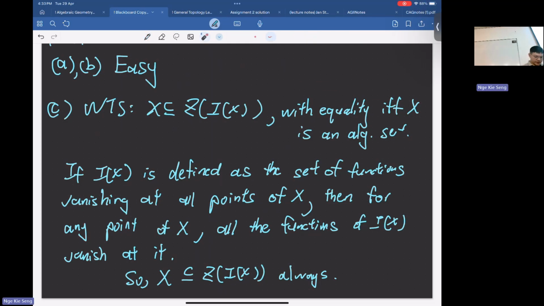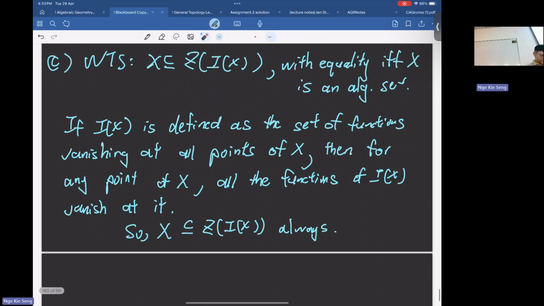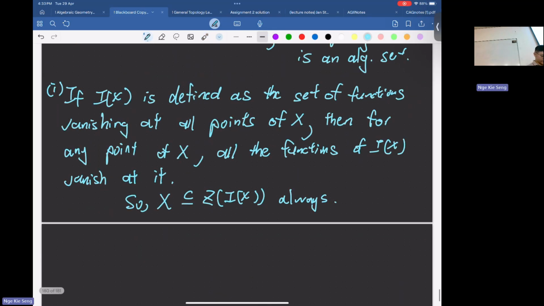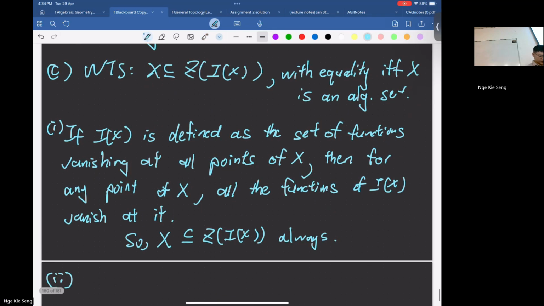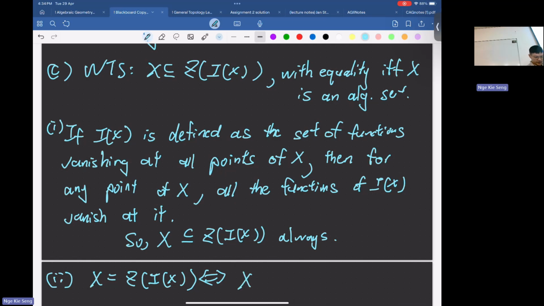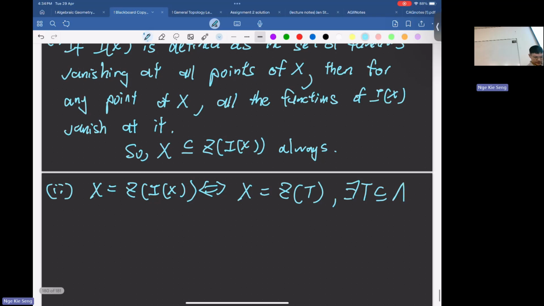Okay, so let's prove this equality here. This subset inclusion is an equality if and only if x is already an algebraic set, meaning x is the Z of some set of polynomials. Next. So this is the first part. Second part, we'll say that x equals Z of Ix if and only if x equals Z of T for some T which is a subset of the polynomials.